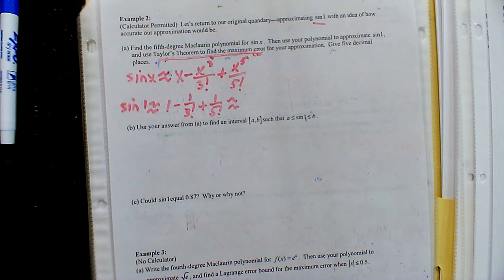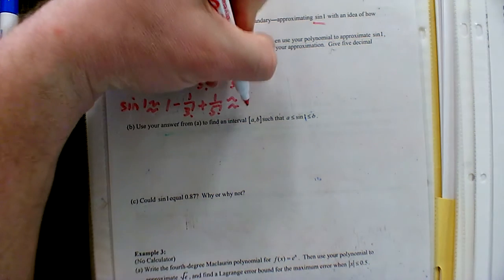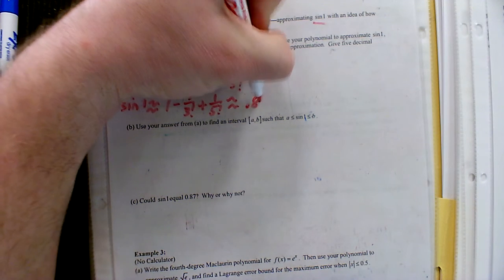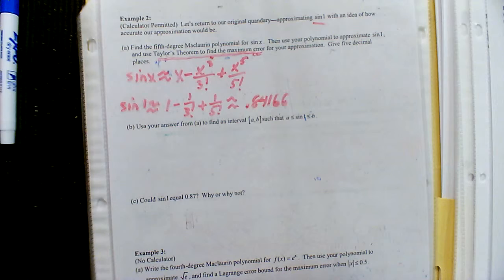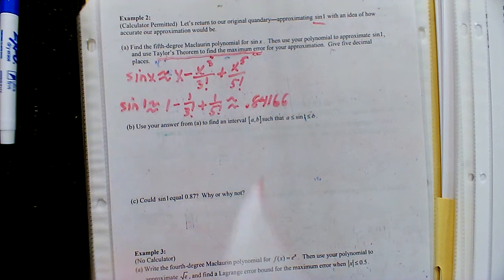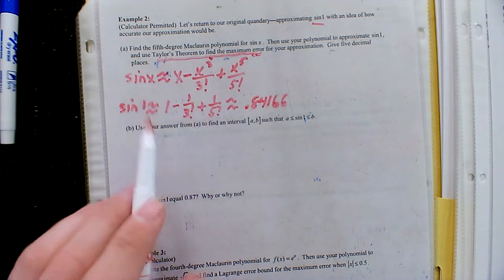Anybody have a value? I think we just rounded differently on the last one, but yes. I do. 0.84166 or 67. Again, in the grand scheme of things, that one decimal place isn't going to make a huge difference. You have the correct answer. So 0.84166. Again, this is what I'm saying my approximation is.